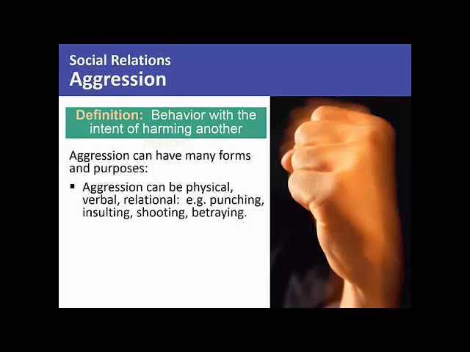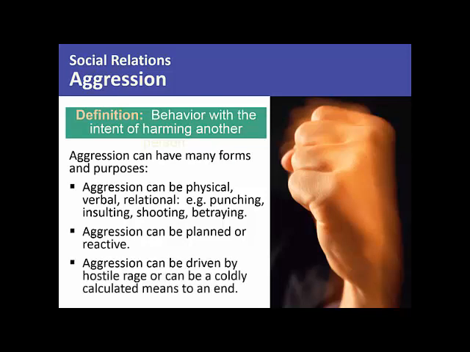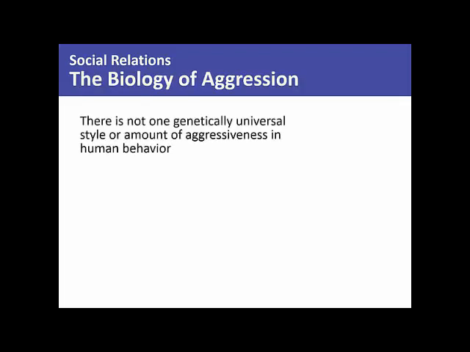So let's change gears and talk a little bit about aggression. The definition of aggression is behavior with the intent of harming another person, but it can have many forms and purposes. It can be physical, verbal, or relational, like punching, shooting, or betraying somebody. It can be planned, or it can be reactive. It can also be driven by rage, or it can be a coldly calculated means to an end. So it can be like you're in a bar fight and you get upset and you hit somebody, or it can be like a hitman who goes and kills somebody for $100,000.